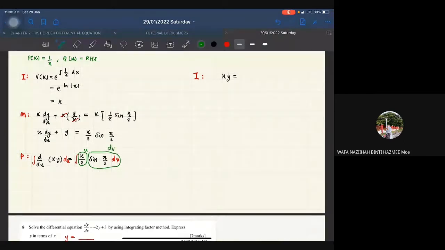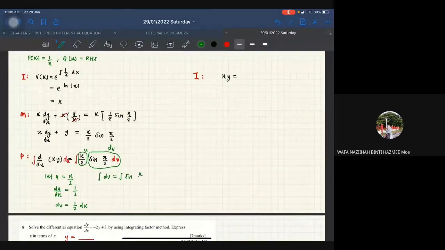Okay, so we let u equal to x over 2. So you get du dx equal to 1 over 2. So kita nak du as subject. So you get du is equal to 1 over 2 dx. Macam tu. Okay. And then integral dv is equal to integral sine x over 2 dx.